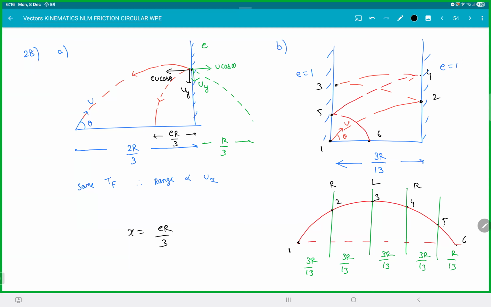Are you clear what I'm doing? I just took that parabola and I folded it every 3r by 13. I kept on folding the parabola between the walls. So where will it land? It lands at a distance of r by 13 from the left wall. Make sense?